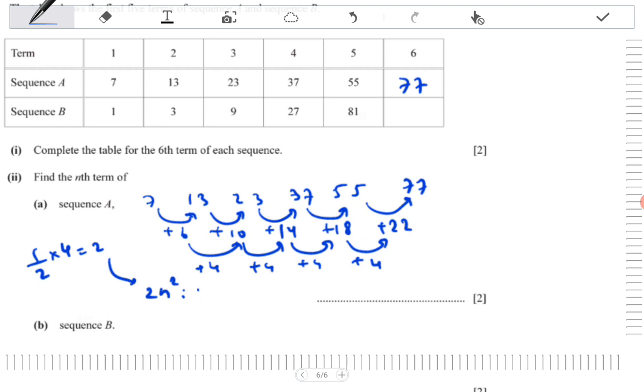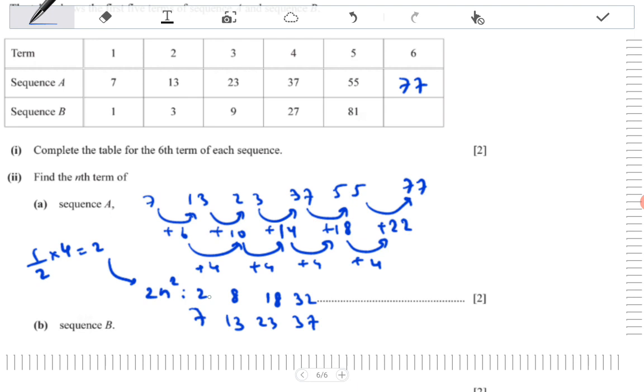N equal to 1 gives you 1 square, which is 1, multiplied by 2 is 2. For the second term, 2 square is 4, 4 multiplied by 2 is 8. For the third term, 3 square is 9, 9 times 2 is 18. And the next term is 4 square, 16, 16 times 2 is 32. So the original question says 7, 13, 23 and 37.